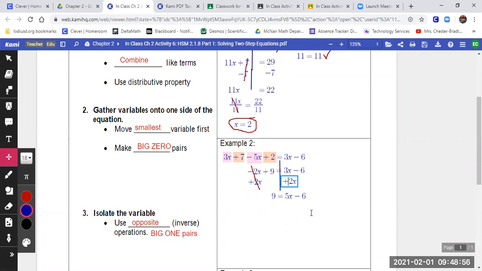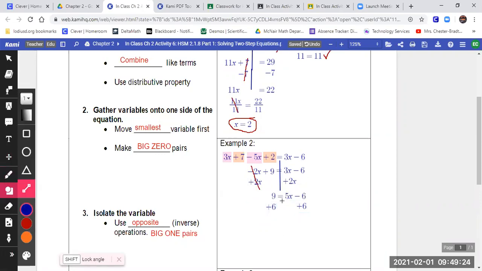Add 6 to both sides. That's right. So I'm going to add 6 to the negative 6 because I want what? What am I getting when I add that 6? What am I trying to get? I'm going to add 6 to the 9. Why did I add 6 to a negative 6? What was my goal? Get the 0, yeah, our big 0.